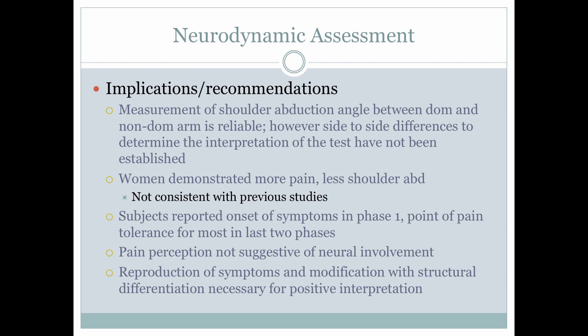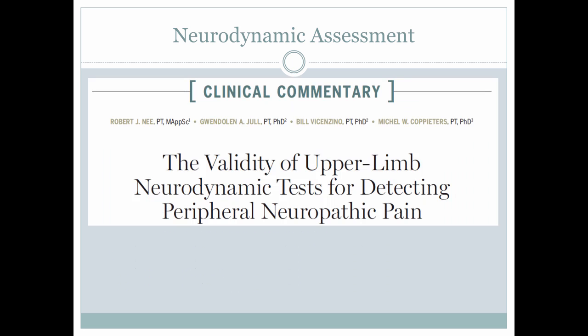We're seeing these normal findings as being so broad across these subjects that we can't really narrow down what normative findings are and then compare that to the non-normal finding. So we have to keep falling back to the idea that symptom reproduction and structural differentiation are going to be the things that help us rule in or rule out the presence of a neurodynamic issue.